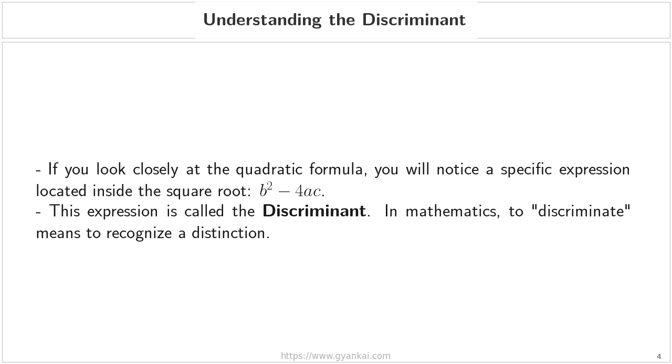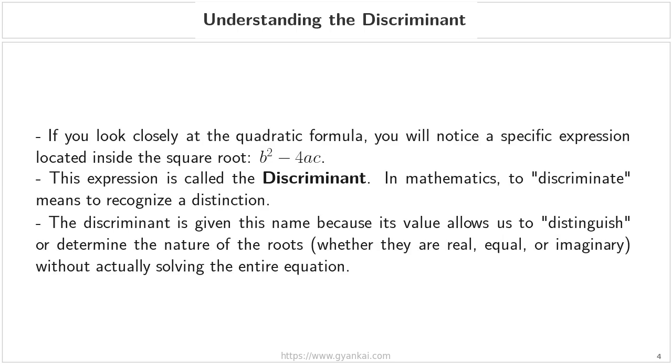Now, you might be wondering why we use such a fancy word. In mathematics, to discriminate simply means to recognize a distinction or a difference between things. We call it the discriminant because its value allows us to determine the nature of the roots, meaning we can tell if the solutions will be real, equal, or even imaginary, all without having to go through the full effort of solving the entire equation. It's like a shortcut to understanding the behavior of our equation.